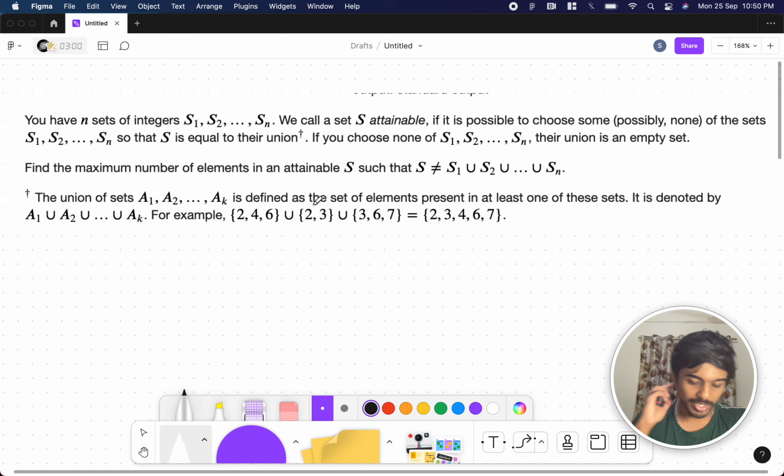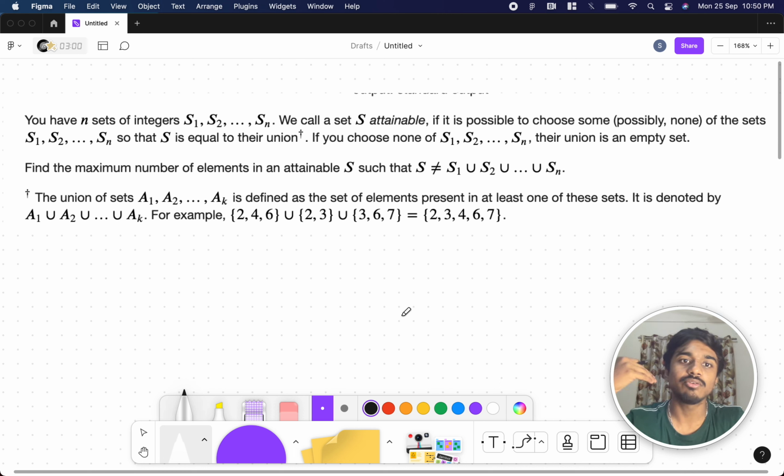Everyone knows what a set is, right? A set is a data structure that contains only unique elements. In math it's the same, I believe. So you have n sets of integers, s1, s2 up till sn. We call a set s attainable if it is possible to choose some of the sets s1, s2, till sn so that s is equal to their union. If you choose none of them, the union is an empty set.